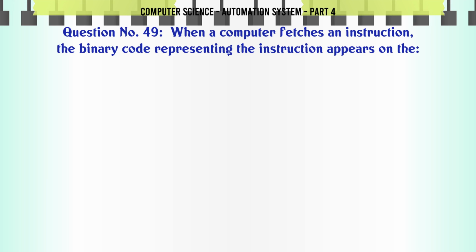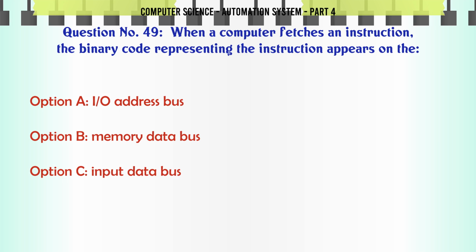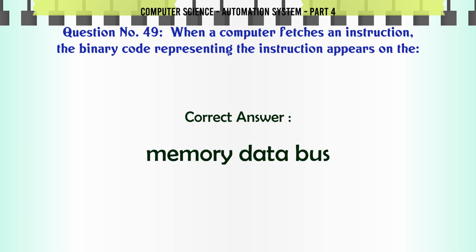When a computer fetches an instruction, the binary code representing the instruction appears on the A. I/O address bus. B. Memory data bus. C. Input data bus. D. Output data bus. The correct answer is memory data bus.